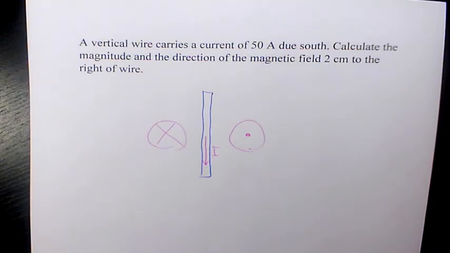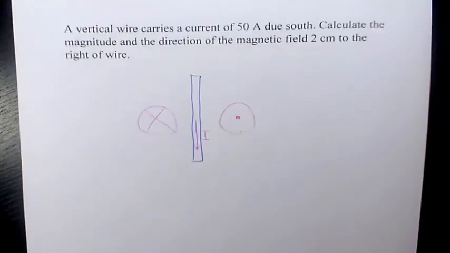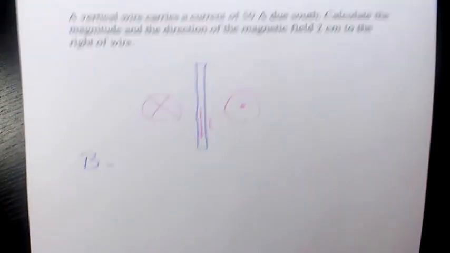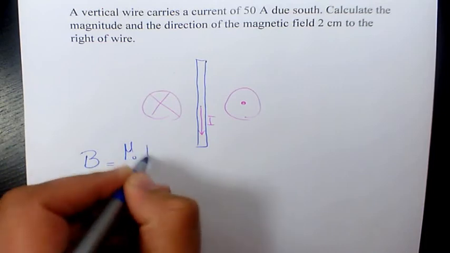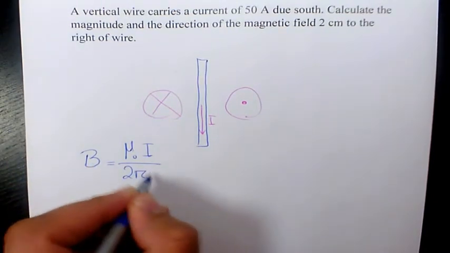But here it says 2 centimeter to the right of the wire. So it is coming out of the paper. Going into the paper, out of the paper. So now let's see how to find out the magnitude of it. Magnitude of magnetic field is going to be calculated using the Ampere's law. Mu naught I divided by 2 pi r.